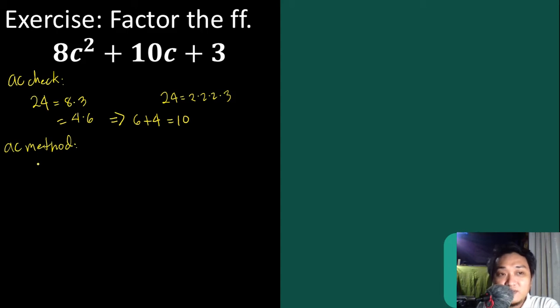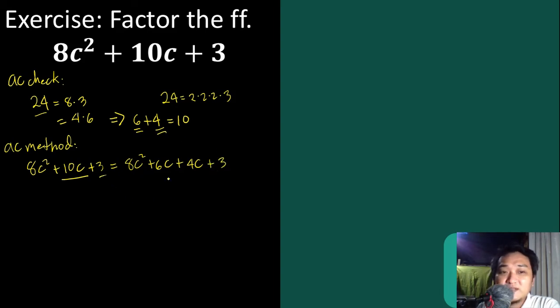Okay, so what are we going to do? We're going to rewrite the problem 8c squared plus 10c plus 3. In this manner, we're going to expand 10c using 6 and 4 taken from 24. So that will be 8c squared plus 6c, plus 4c, plus 3. Okay.